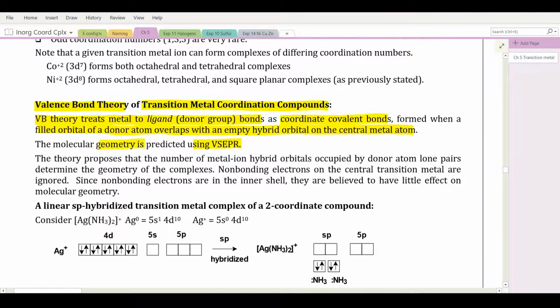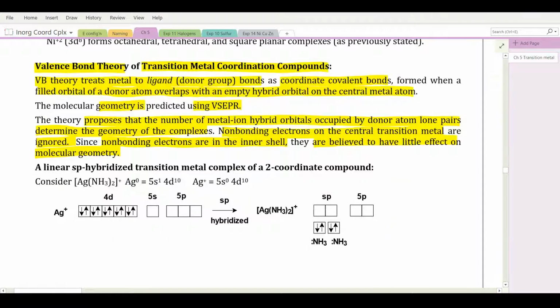That works. One stipulation here is the number of ligands joining to the central cation determines the geometry, whereas non-bonding electrons that are already on the central metal are ignored. This is because the non-bonding electrons are on the inner shell, and they're believed to have little effect on molecular geometry. We'll only consider one example of valence bond theory applied to transition metals, and I'll explain why in just a minute, but here it is.